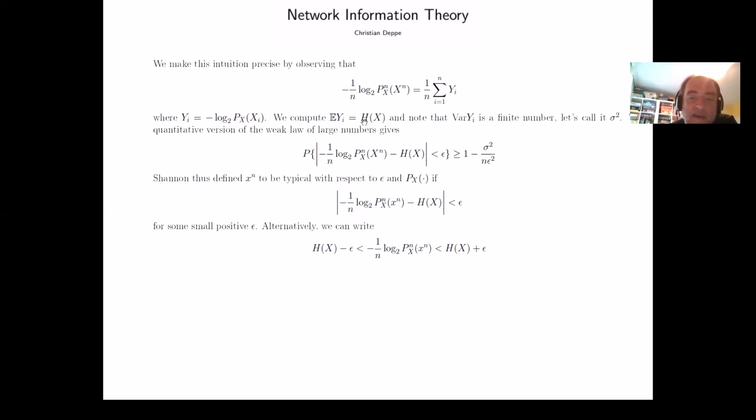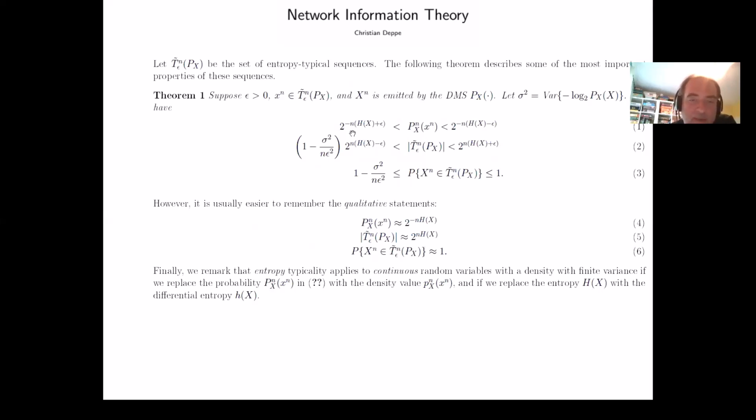And now we just use the weak law of large numbers. We just use this law here and we get this here. And then you see why it's reasonable, why we define the entropy typical sequences in this way. So we call a sequence x^n typical with respect to epsilon if it fulfills this equation here. Alternatively, we can write that this is between the entropy of X minus epsilon and the entropy of X plus epsilon.